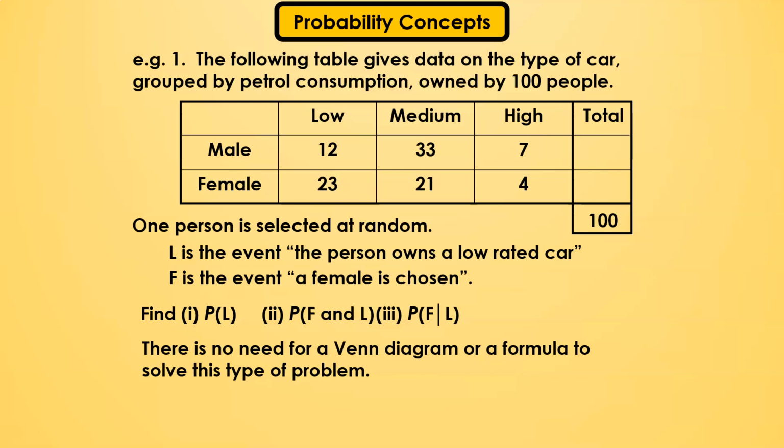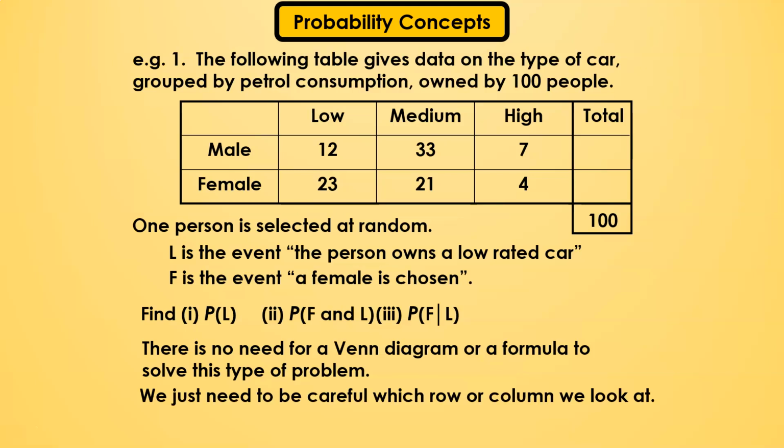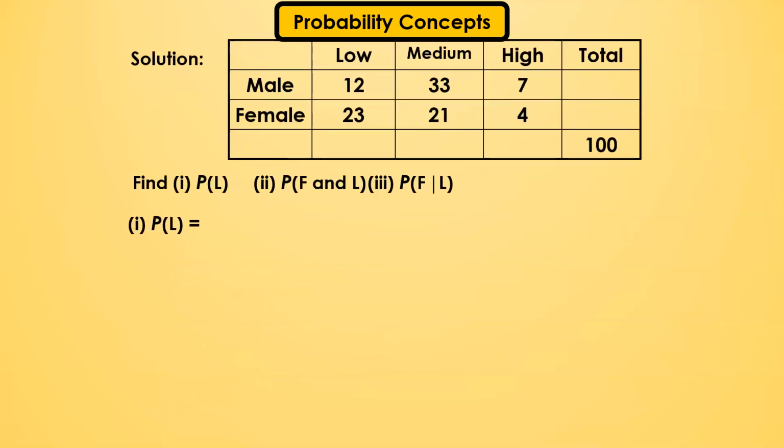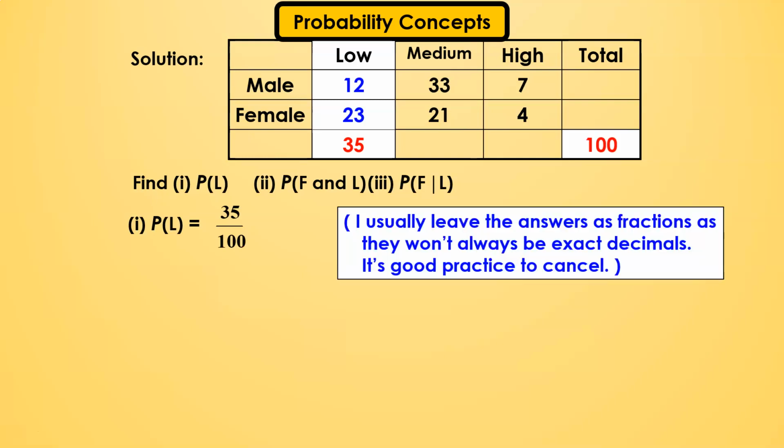Because we've got the table, there's no need to do a Venn diagram or a formula to solve this type of problem. We need to be careful which row and column we look at. Starting with the probability of L, or probability of a low consumption car, the first thing we need to do is work out how many low consumption cars there are in total. 35. So that means that it's 35 cars out of a total of 100. A nice straightforward one.